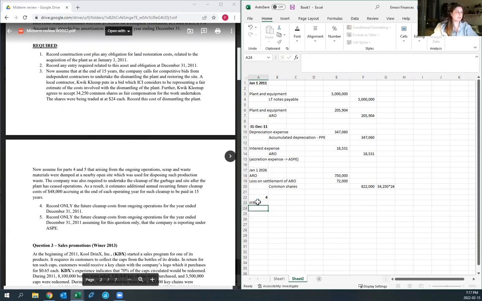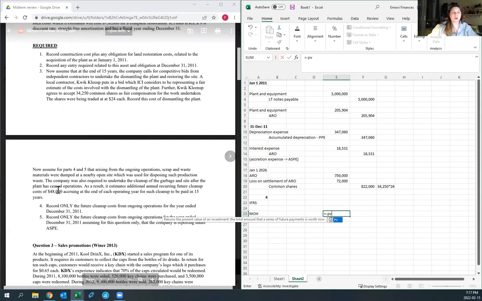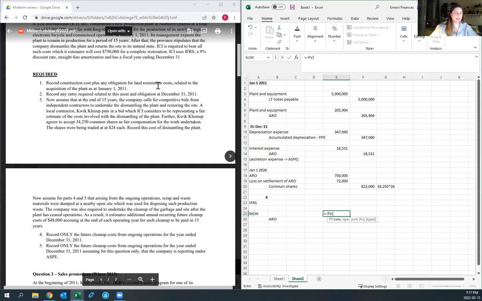So under IFRS, we have our manufacturing overhead, and it comes and includes an arrow. And again, we're going to have to find our present value of the $48,000 of future costs. The rate is again 9%. The number of years, since a year has now passed, we're at December 31st, we're going to put 14 years instead of 15. Original payment and future value is 48,000.